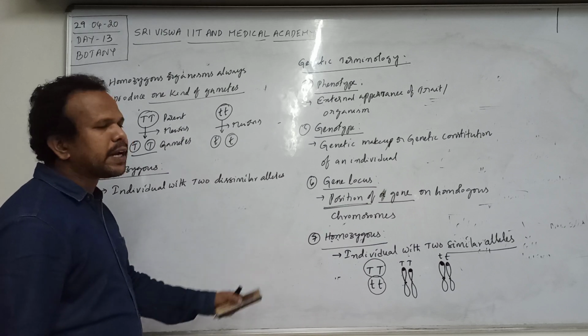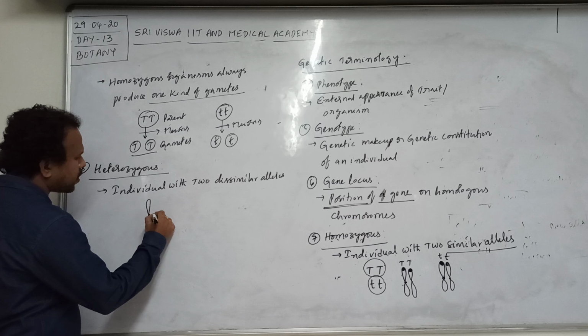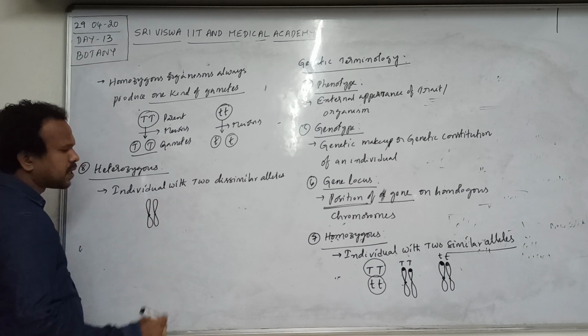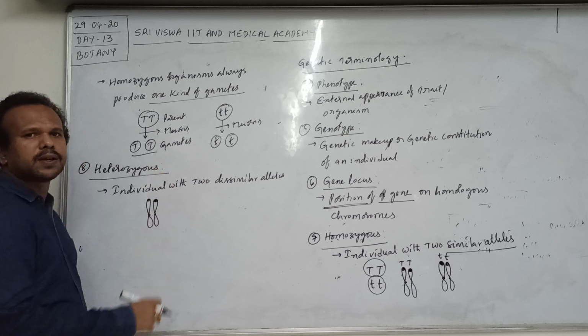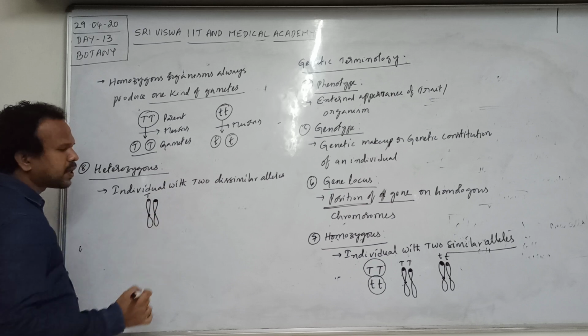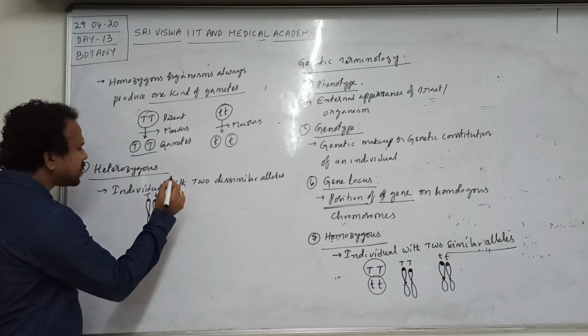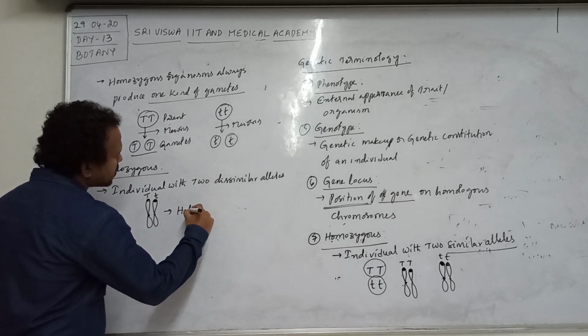Is said to be heterozygous. Dissimilar alleles are nothing but, for example, say this is one homologous chromosome, this is another homologous chromosome. If this region is the gene locus for the length of the stem, here if the first one is having capital T allele, the second one is having small t allele. Here, this condition is said to be heterozygous condition.